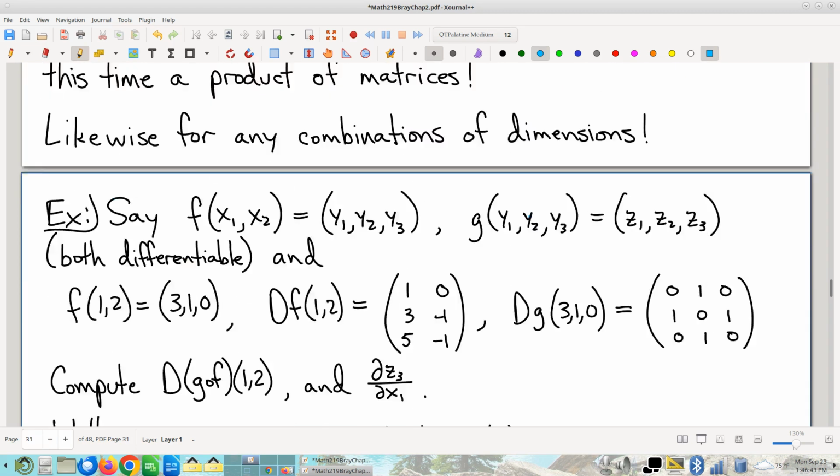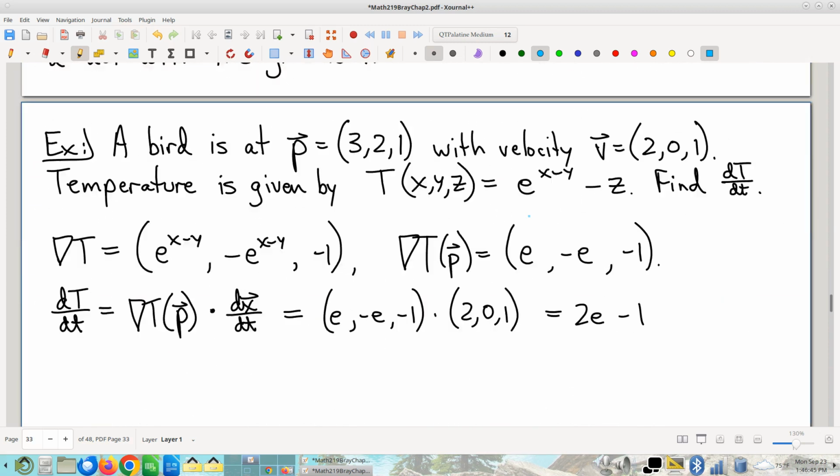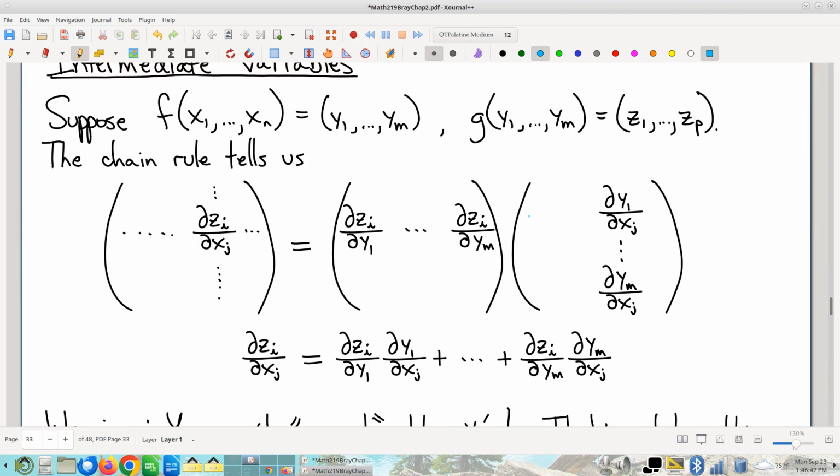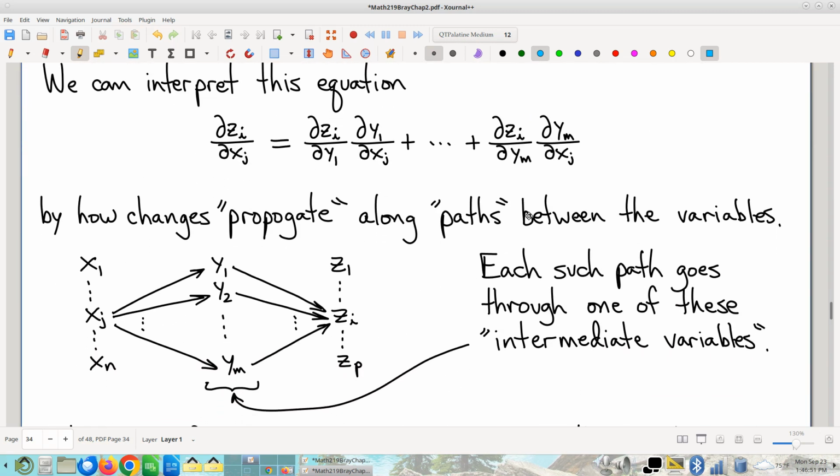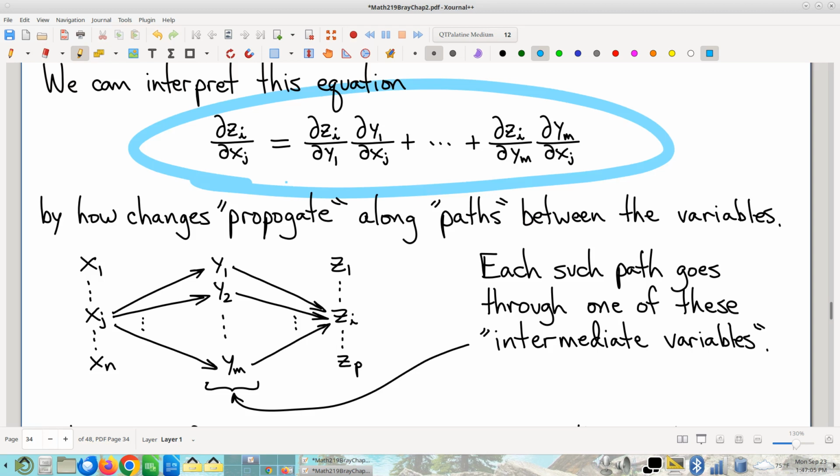So now we rephrased this subsequently in terms of intermediate variables. And if you prefer, you can choose to think of, hey, look at the diagram. Look at the paths. And if you look at the paths, and for each path you get a term, then you get this other form of the chain rule, and that's nice.